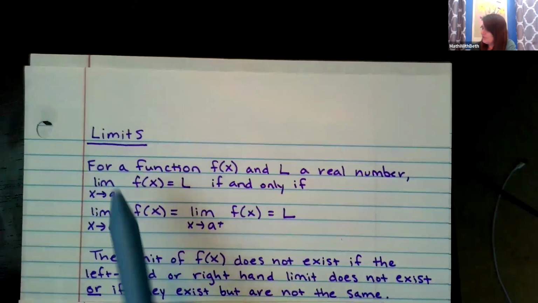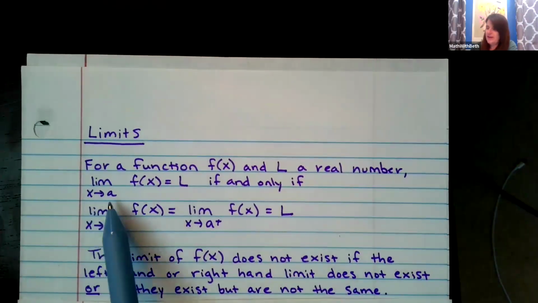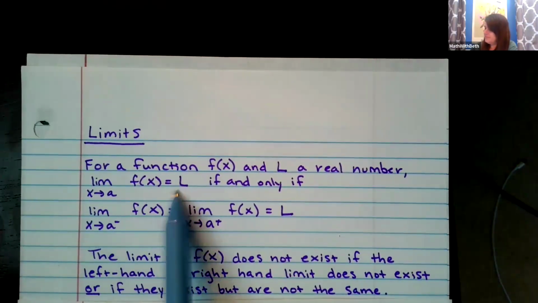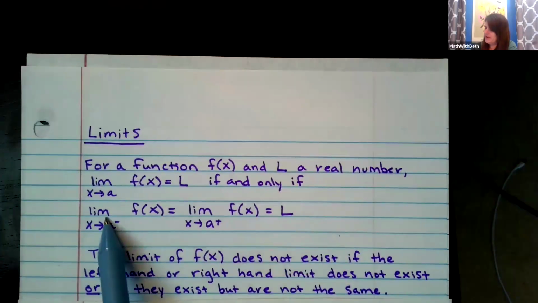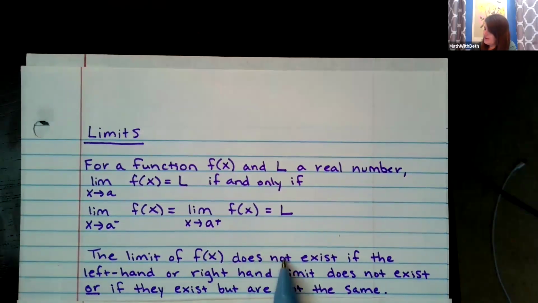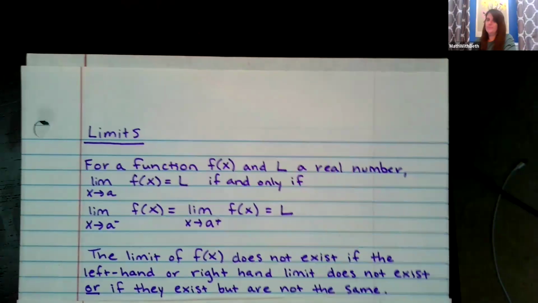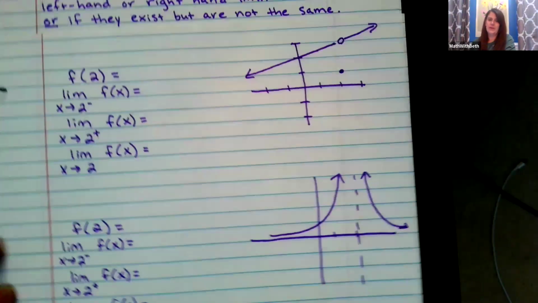It says, for a function f of x and L, a real number, the limit as x approaches a of f of x equals L if and only if the limit as x approaches a from the left of f of x equals the limit as x approaches a from the right of f of x equaling L. The limit of f of x does not exist if the left-hand or right-hand limit does not exist, or if they exist but are not the same. So that's a lot, but here is what that actually means.